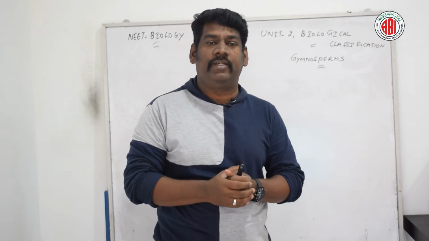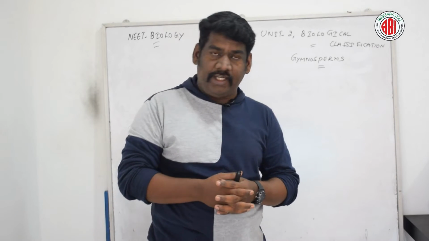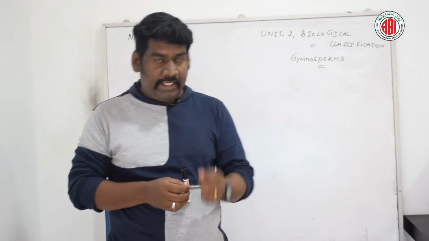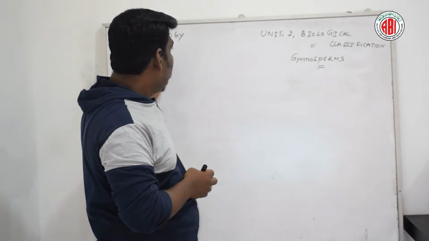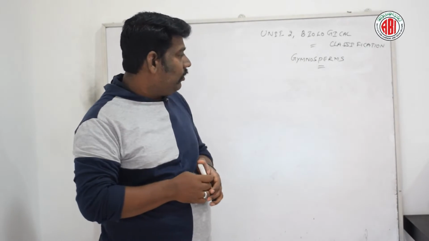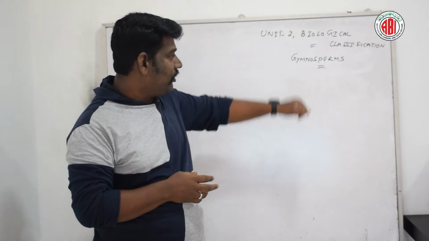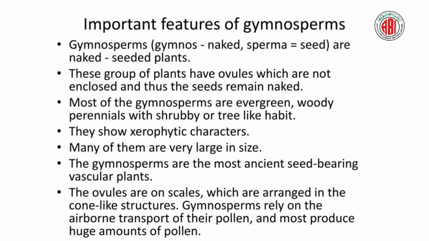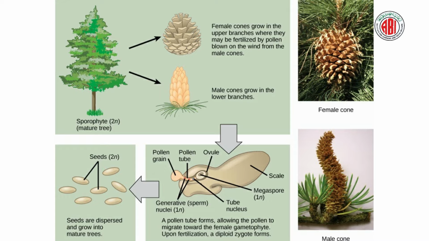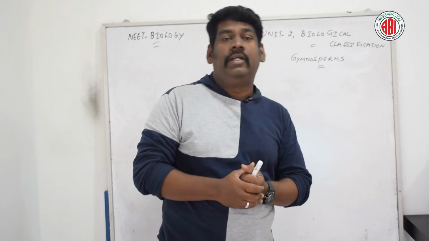Based on that, we are discussing each and every chapter in detail, followed by practice numericals. In that category today we are going to discuss NEET biology unit 2, biological classification. In this particular chapter today we are going to discuss gymnosperms under the plant kingdom. Let's start.